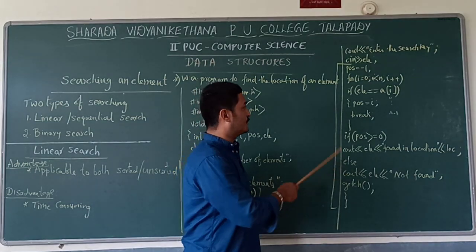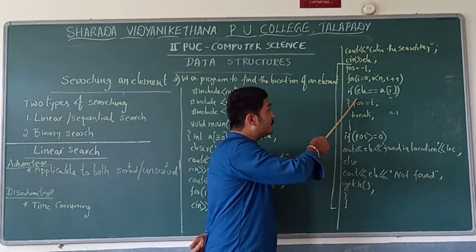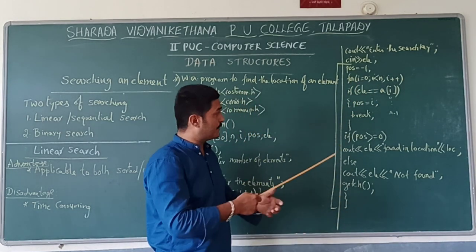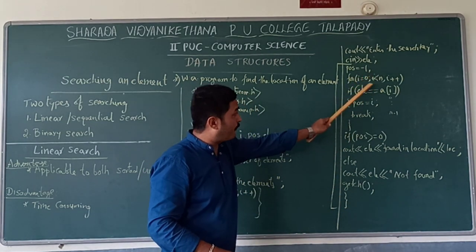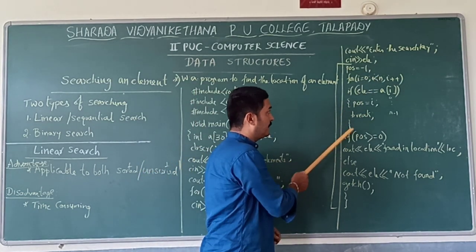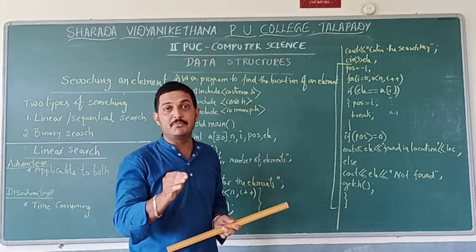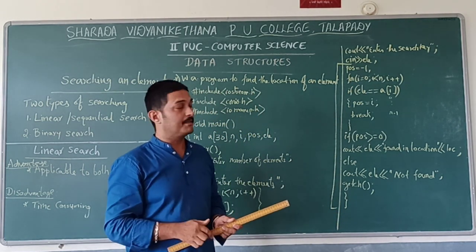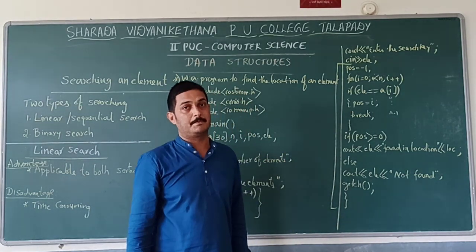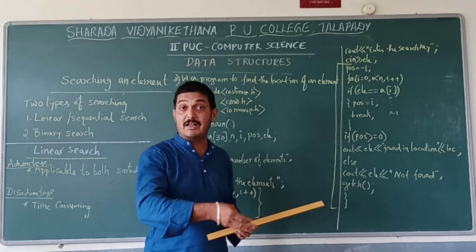Immediately we have to store position equal to I, and we have to use break. Break is to come out of this particular for loop. Once we get the search key, after this for statement, we should immediately come out of the loop using the break statement, and there is no need to search the remaining elements.